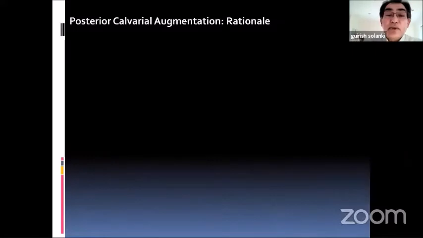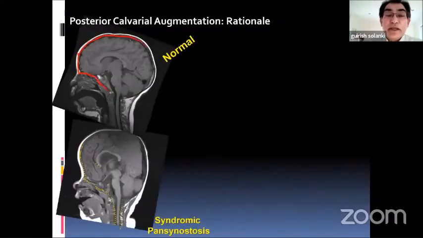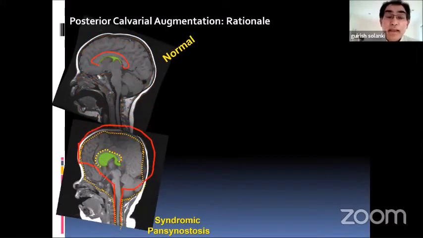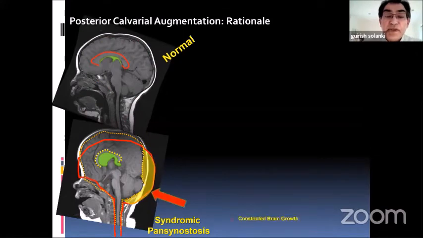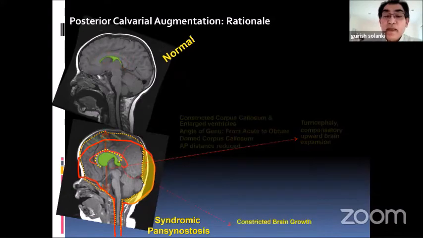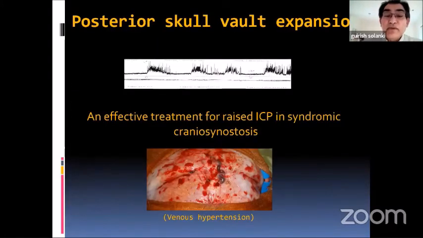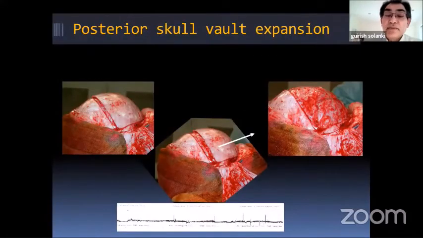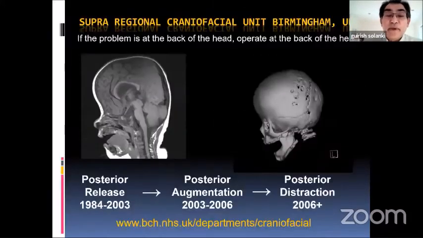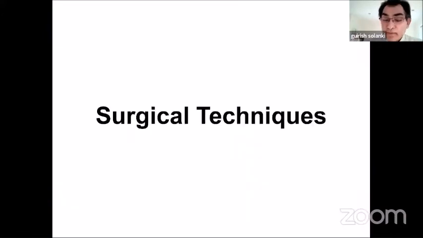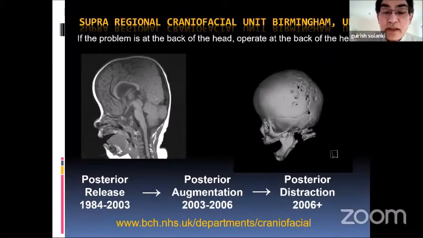And so what do all of these papers try to show? Basically, you've got a normal skull and a syndromic skull. What we're trying to do is increase the part of the skull which is causing the mismatch. Once we do that, what we expect is that the raised intracranial pressure present in syndromic craniosynostosis will reduce, and that will create adequate space to allow the reduction in the craniocerebral mismatch.